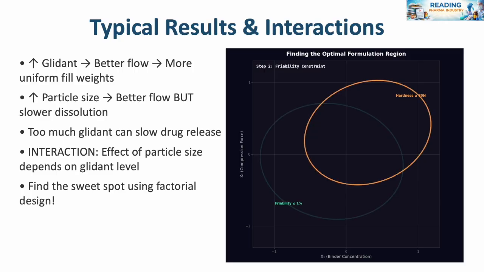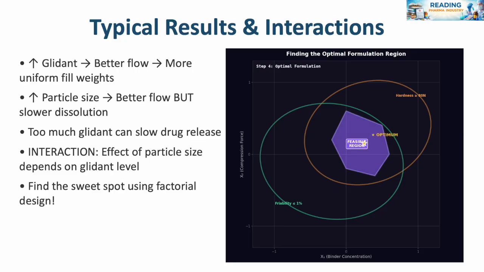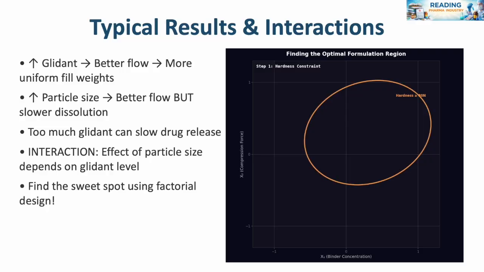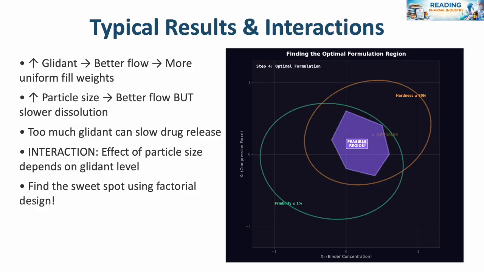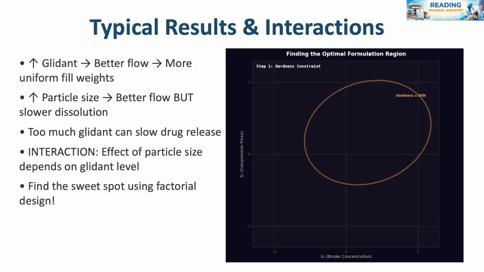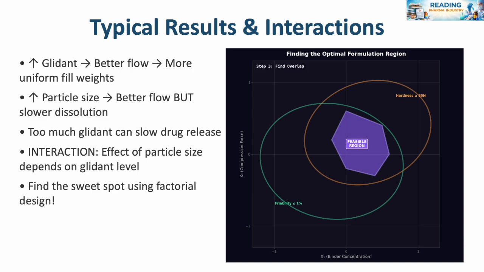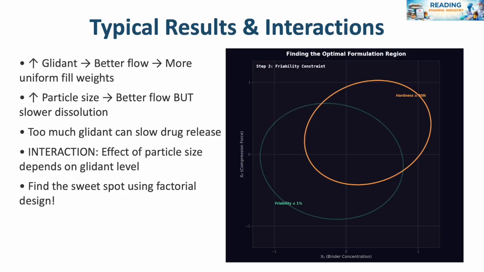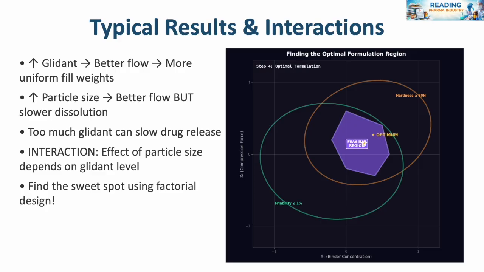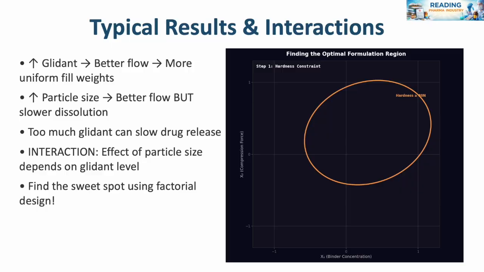The results that we can get from capsules are related to how the variables interact with each other. For example, when you increase the amount of glidant, which is used to improve the flow of the powder, that also helps with the uniformity of the weight content, so how uniform the weight is across all samples. If we increase the particle size, that also can increase the flow, but on the other hand, it can slow the dissolution. And if we have too much glidant, it can slow drug release.